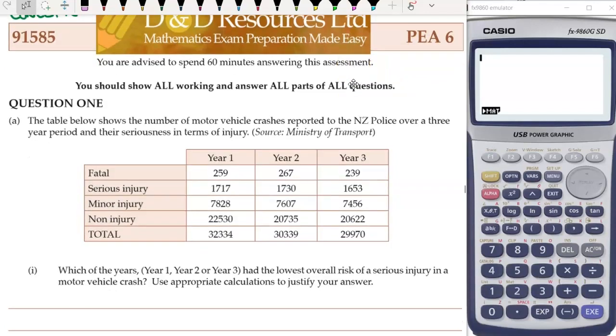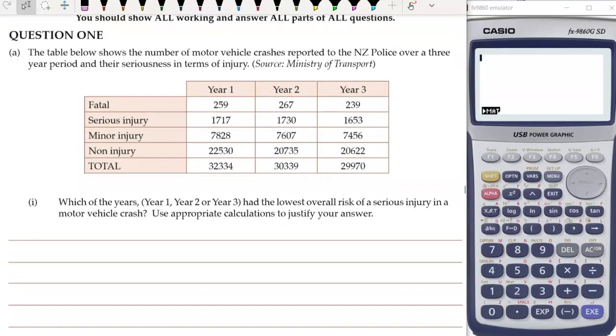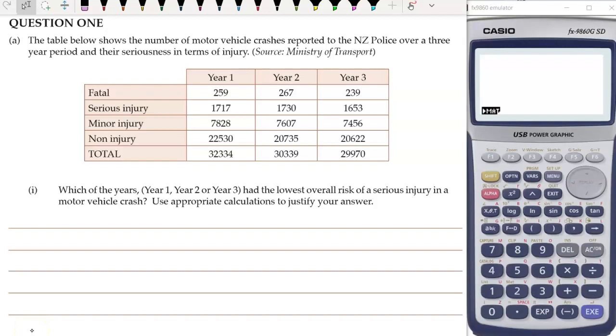Okay, on to question 1. We're starting with some information about vehicle crashes and how bad the injuries were from those crashes. For year 1, 2 and 3, we're looking at which one has the lowest overall risk of a serious injury. So that's this line just here.